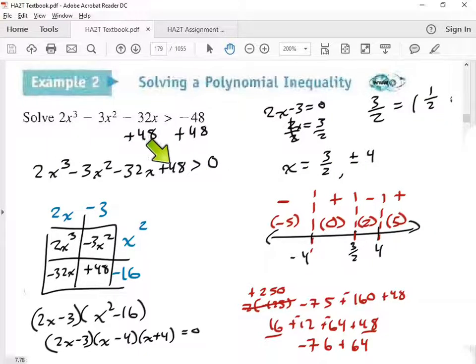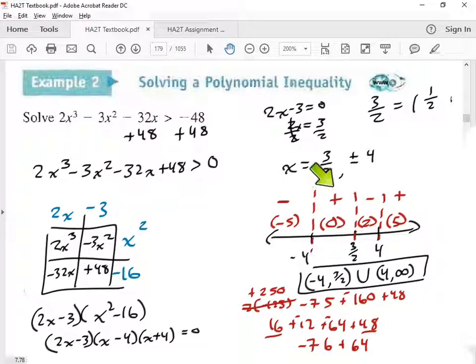When I say where, I want x values. Where is this greater than 0? Or I can say, where is this positive? This interval and this one. So how do we write that? Our final answer is going to be negative 4 to 3 over 2. Are these parentheses or brackets? Parentheses, because it doesn't say equal to. And 4 to infinity. So that's our answer.